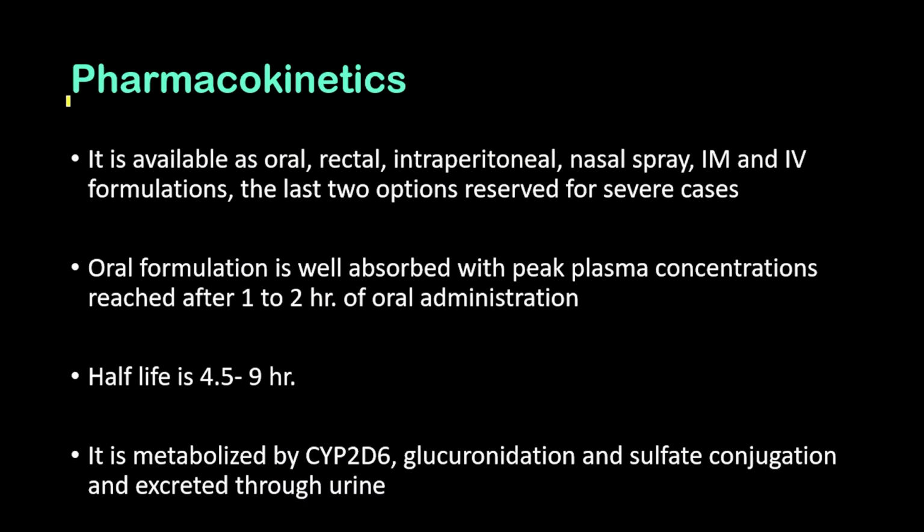Now let's talk about the pharmacokinetics. So this medication is available as oral, rectal, intraperitoneal, nasal spray, intramuscular, and intravenous formulations, and the last two options, the intramuscular and the intravenous, are reserved for severe cases. Now, the nasal spray formula is used more in diabetic patients for treatment of diabetic gastroparesis, and the intraperitoneal route is used for patients undergoing peritoneal dialysis.